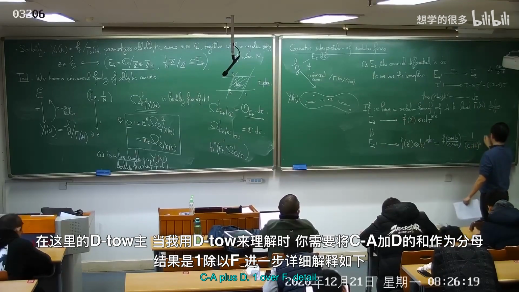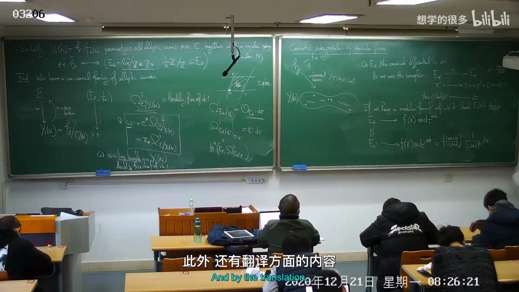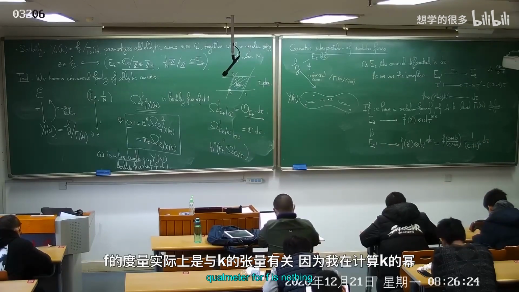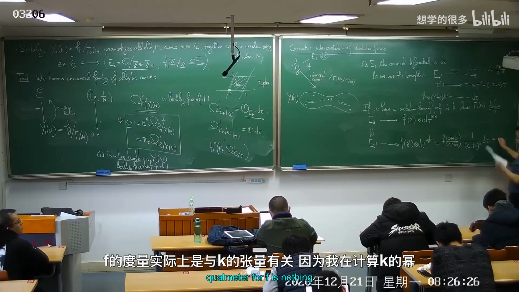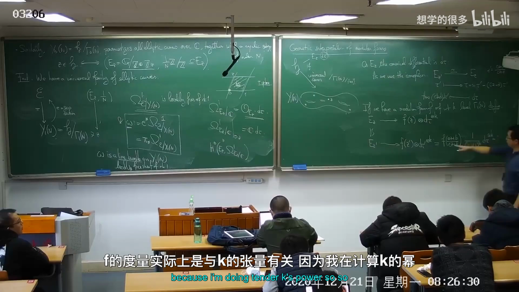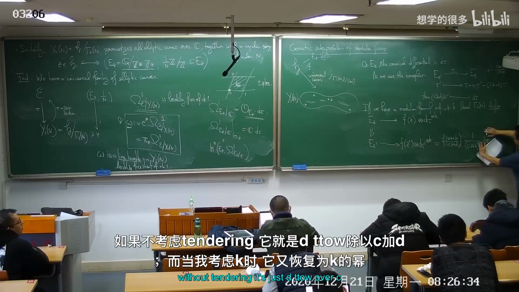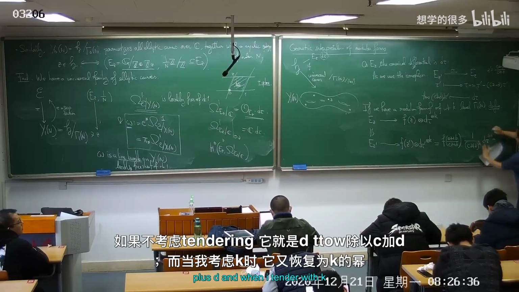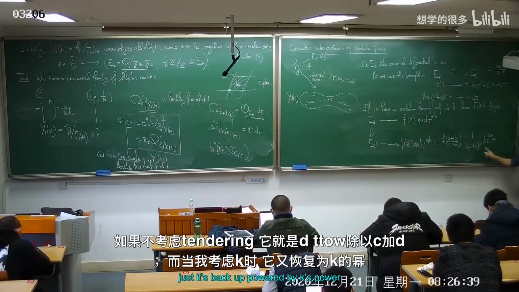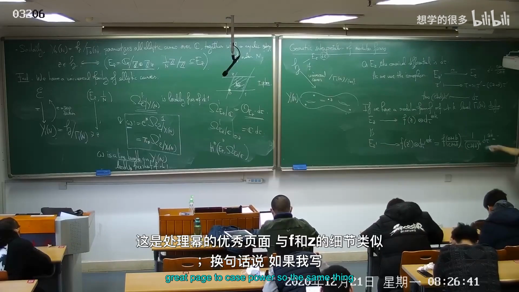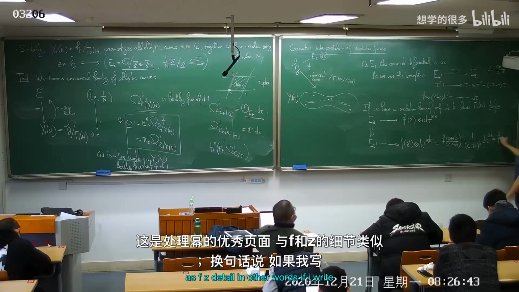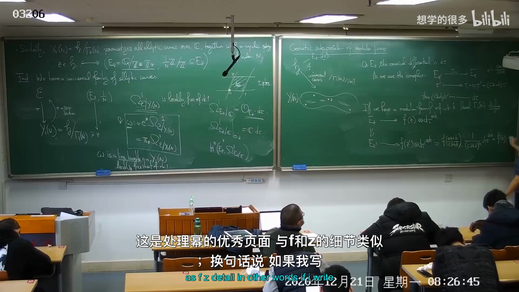1 over n d tau. And by the translation formula for F, this is nothing but, sorry, tensor with k, because I'm doing tensor k's power. So without tensoring, it's just d tau over cz plus d. And when I tensor with k, it's just the vector raised to the k's power. So it's the same thing as F(z) d tau.